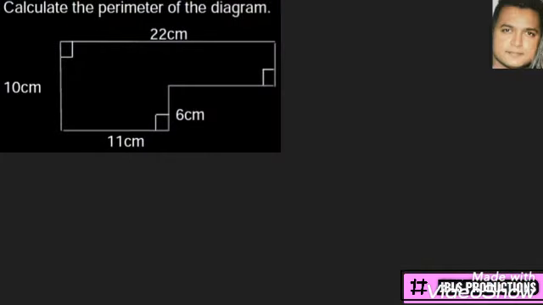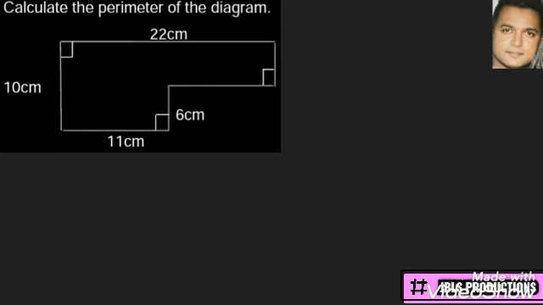Calculate the perimeter of the diagram. Now, in calculating the perimeter, remember perimeter is the distance around the entire shape. So if I had to look at this shape and imagine myself walking around the entire shape, I must make sure that all the paths that I cross have amounts for each of these sides, and that would give me my total perimeter.